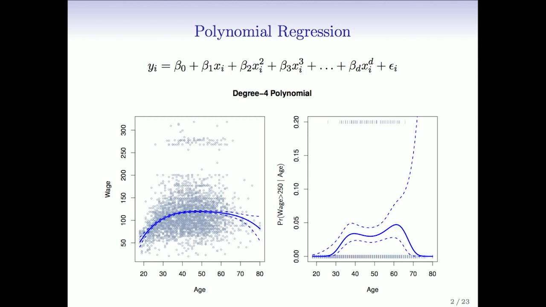And so here's a polynomial regression model. We've got not only a linear term, but polynomial terms as well. So there's x squared, x cubed, and so on. We can go up to whatever degree we like and fit a linear model. It's linear in the coefficients, but it's a nonlinear function of x. And in the left panel, we see on the wage data a polynomial function fitted to age. That's a third degree polynomial, I believe.